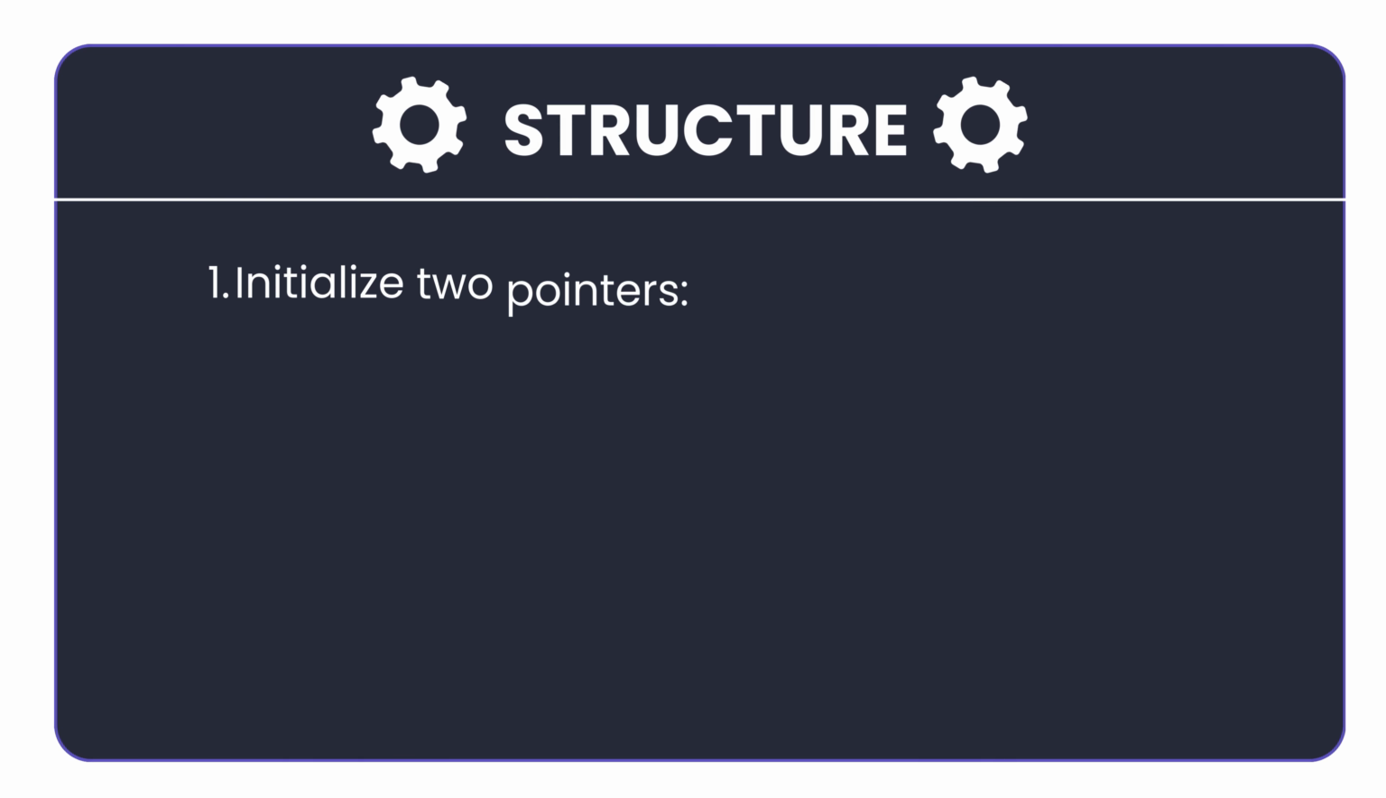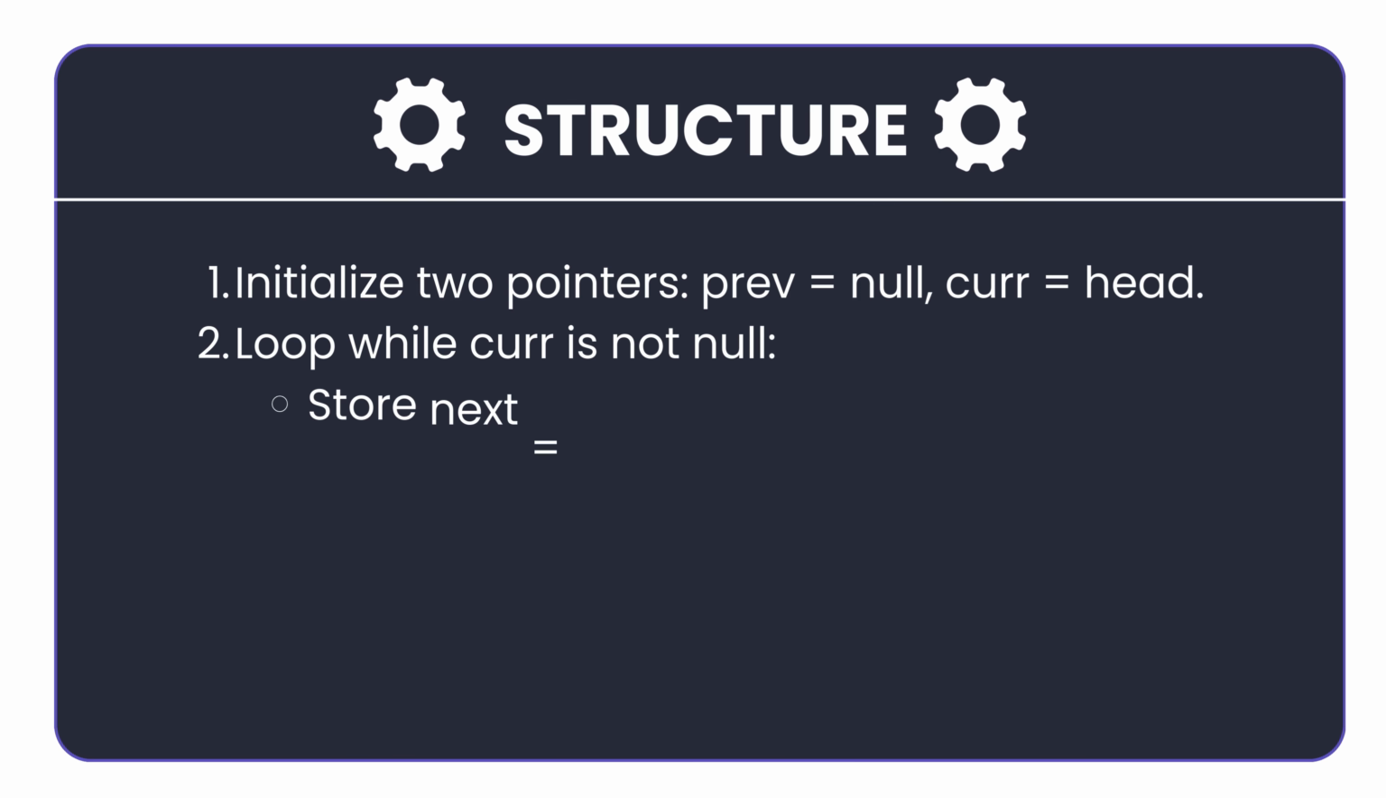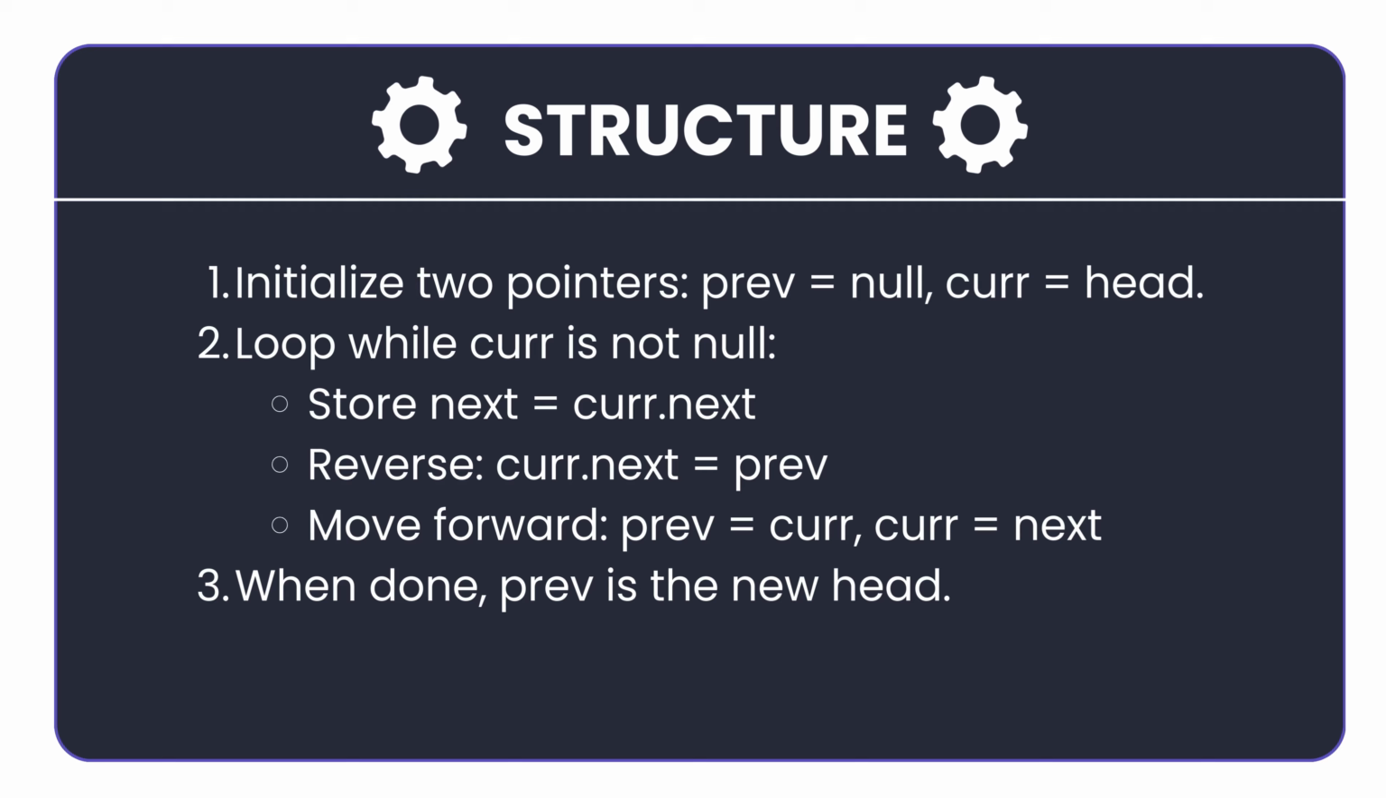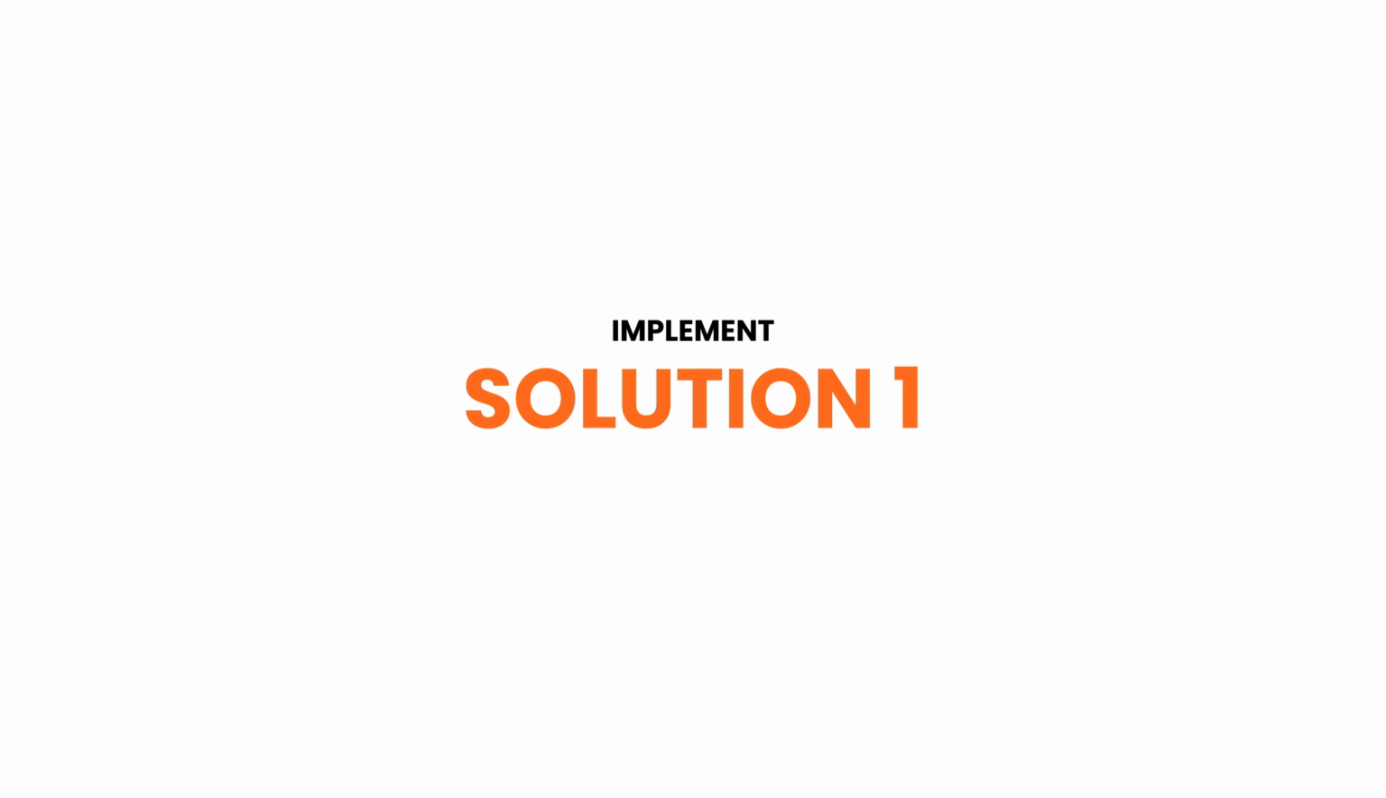Initialize two pointers, prev equals null, cur equals head. Loop while cur is not null. Store next equals cur.next. Reverse, cur.next equals prev. Move forward: prev equals cur, cur equals next. When done, prev is the new head. Now let's solve solution 1, reversing a linked list using the iterative approach. We'll walk through each line, understand how pointers move, and see how the list gets reversed step by step.